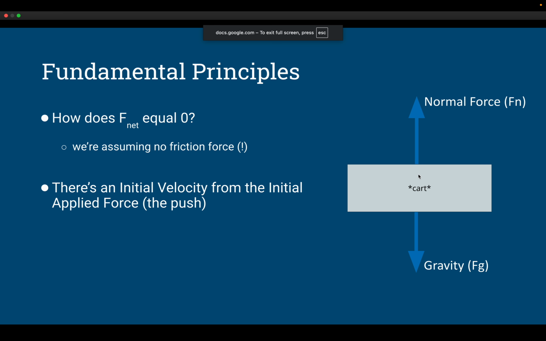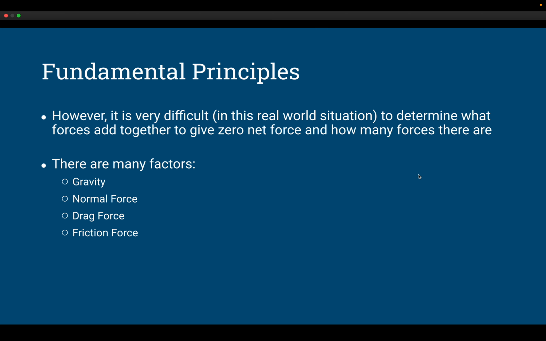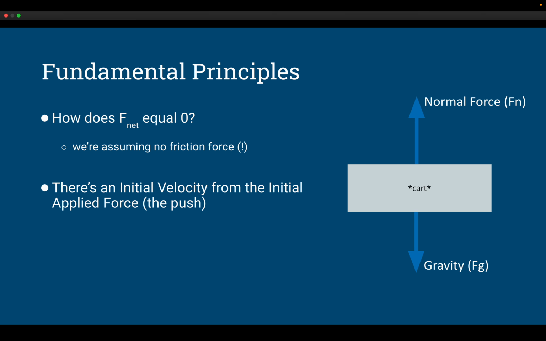But in a real-world situation, it's quite difficult to determine exactly how many forces we're adding together to give a net zero force. There's gravity, normal force, drag force, friction force. But if we want to visualize this, how does F net equal 0 in this case? This is because we're assuming no friction force, and the normal and gravity forces cancel out because they're in equal and opposite directions. And the reason it's moving is because we have the applied force at the beginning, which is the push.